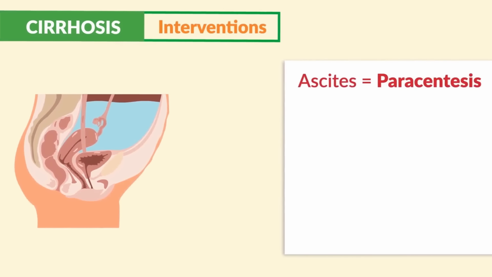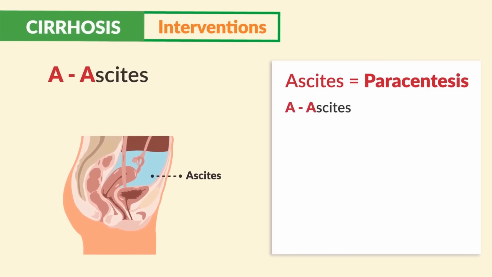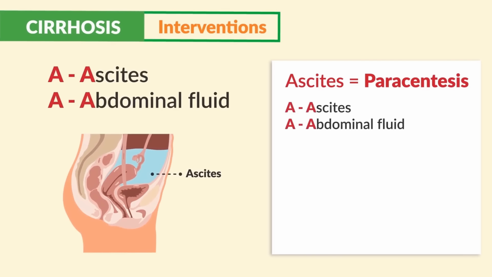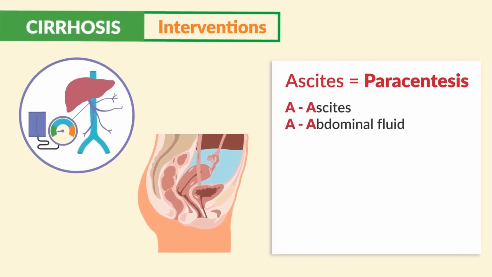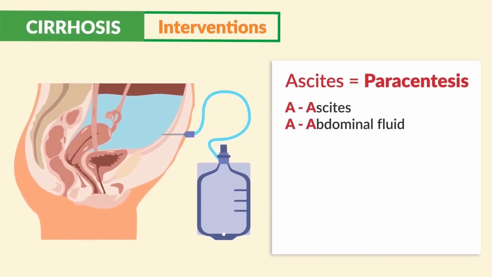Now for interventions, there's many here. So write this first one down. For ascites, we do a paracentesis. So again, remember A for ascites is A for abdominal fluid. From all that portal hypertension where fluid now overflows into the peritoneal cavity. So in a paracentesis, the HCP simply pokes the abdomen with a needle to drain the fluid.